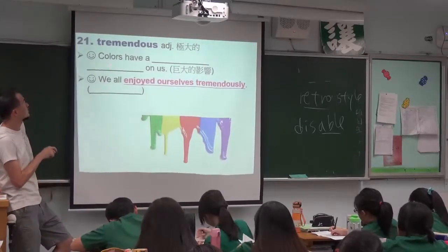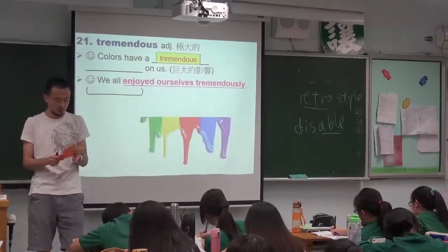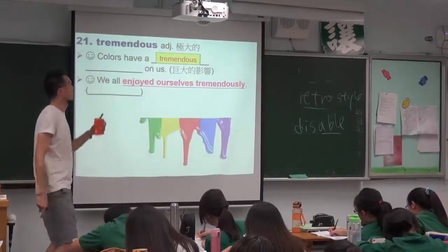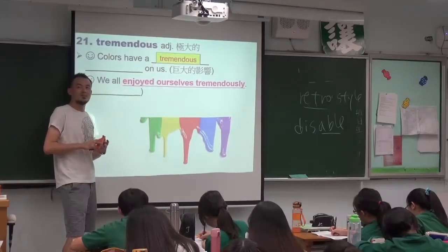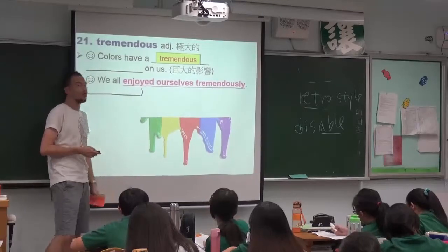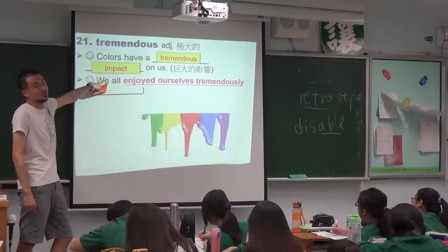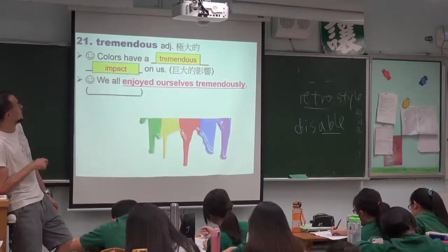It's okay. So here, the colors have a tremendous impact. Yes, you here. Sandy, a word that begins with the I. Impact. You're right, impact. So you can say tremendous impact or tremendous influence. It's okay. Yeah, second example here, would you please read it together?